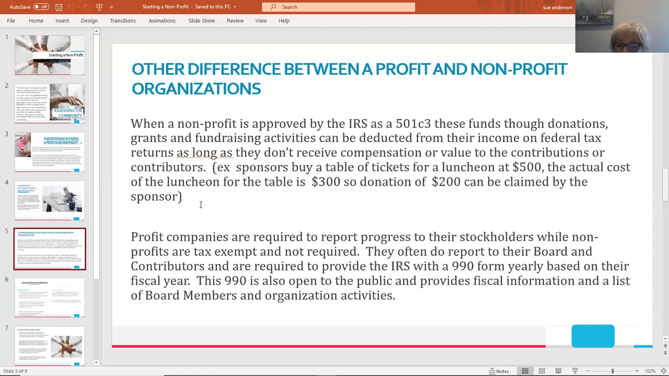Nonprofits have to fill out a different form. It's called a 990 to the IRS. It's yearly and shows their fiscal year. It's based on the activities they've done, the expenses they've incurred, and the donations and contributions they've received, along with that fiscal information form, the 990.